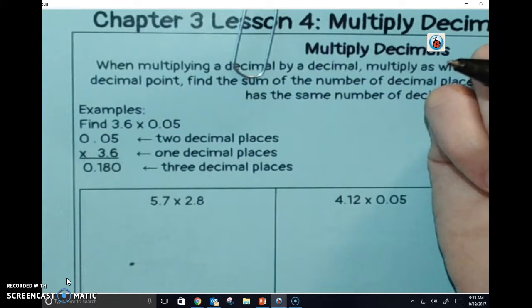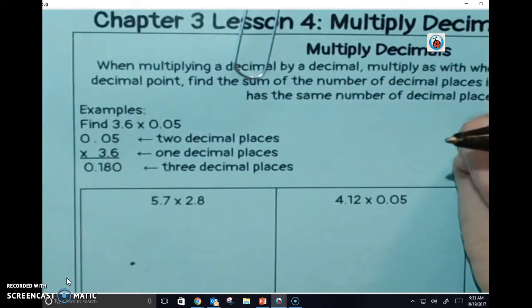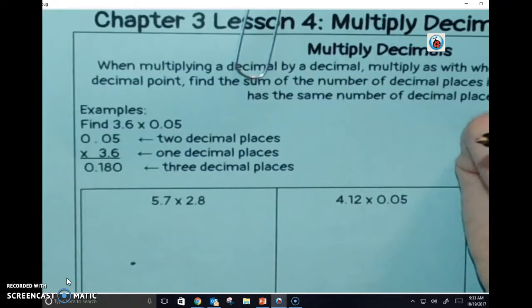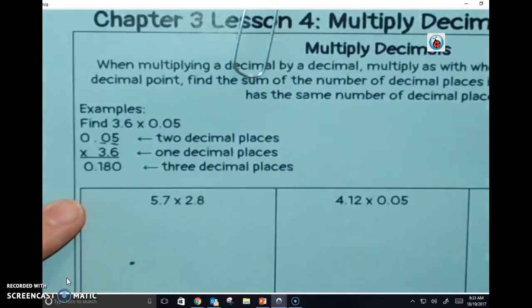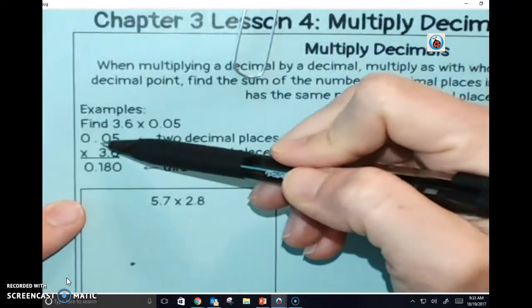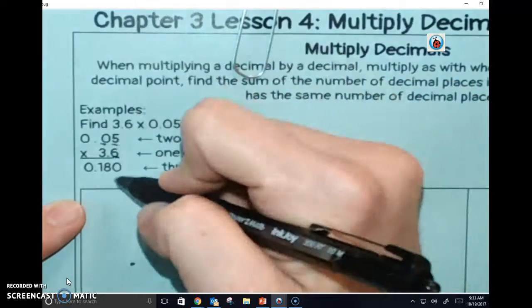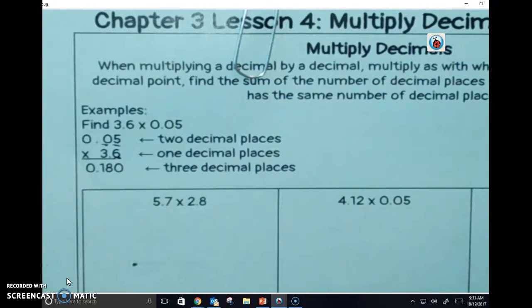2 times 3 is 6, and so it's 3 times 2. So, on this one, I put 3.6 on the bottom. Could we have put it on the top? Yeah, it doesn't matter. Do you see on the top that there's 1, 2 spaces after the decimal? And down here, there's 1. So that's 1, 2, 3. That means we're going to have 3 on the bottom. So this time, we're just going to add them all up and figure it out.